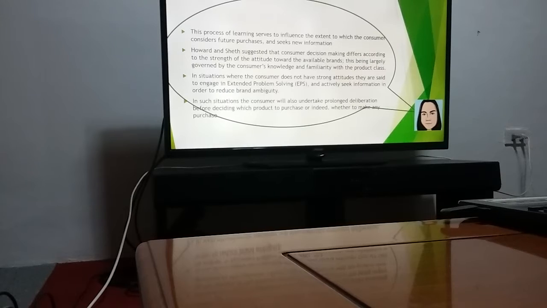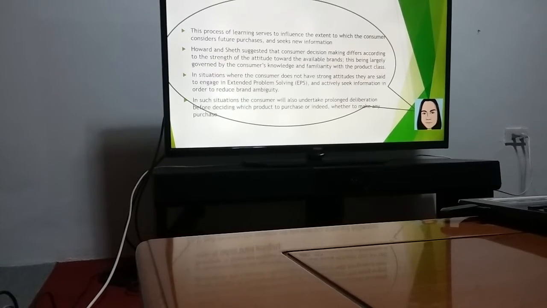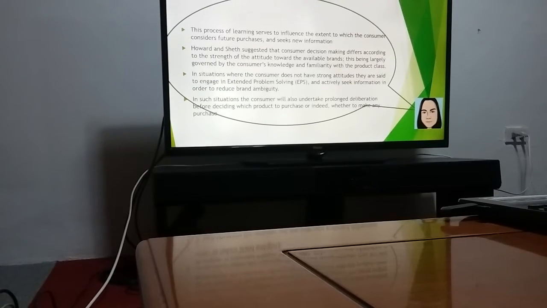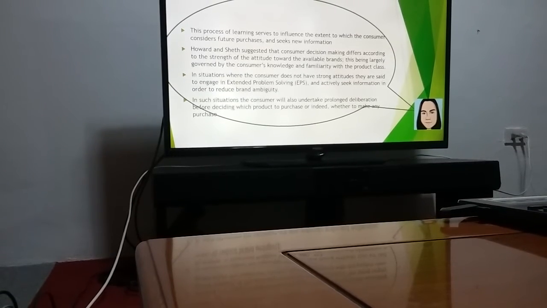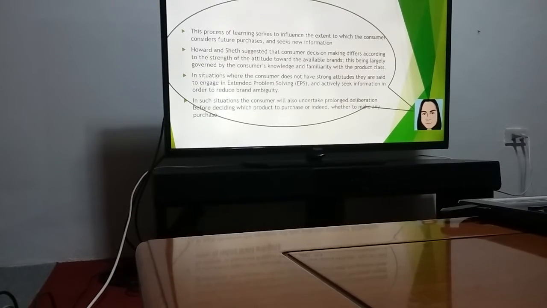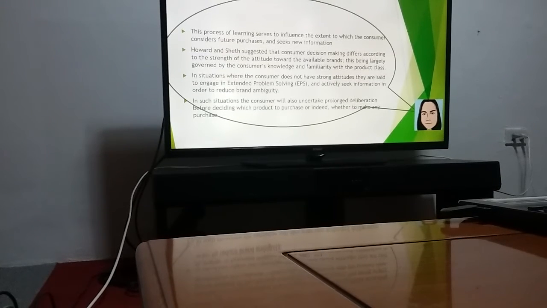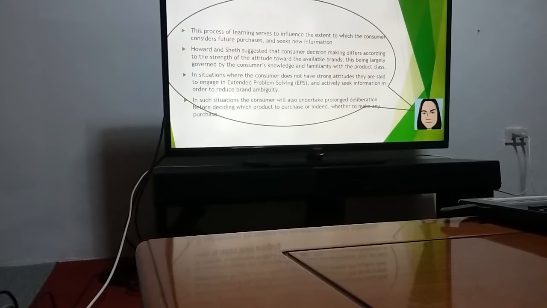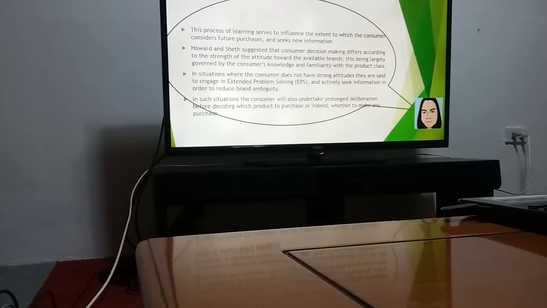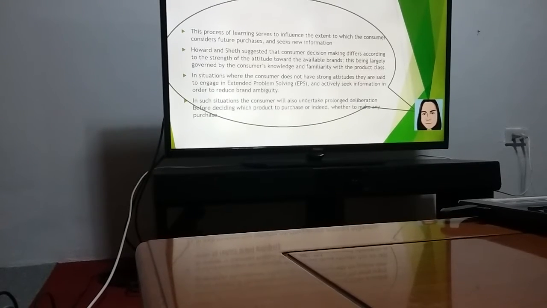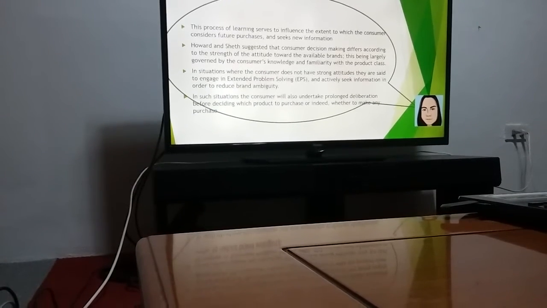So, Howard and Sheth suggested that consumer decision-making differs according to the strength of the attitude toward the available brand. So, for example, ano ba yung mga available brands dito? This being largely governed by the consumer's knowledge and familiarity with the product class. So, siguro kung sabihin ko sa inyo na bumili kayo ng cellphone na ang brand ay Camel, siguro mapapaisip kayo, ano kaya yung Camel na sinasabi ni Ma'am? Hindi pa naman namin naririnig yun. Baka hindi maganda yun. Okay?